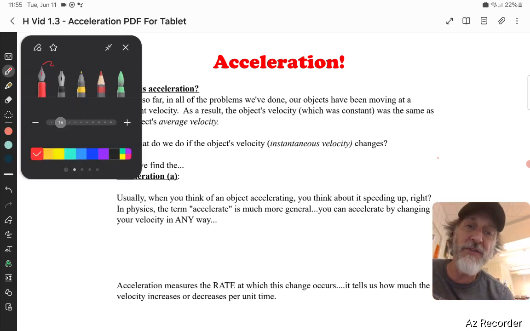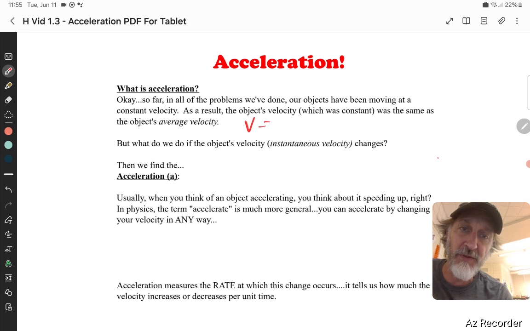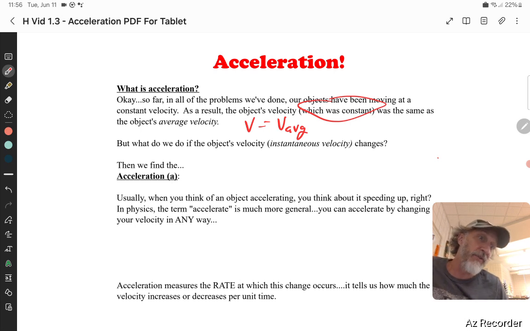And so what that means is the velocity was always the same as the average velocity if your velocity is constant, right? Like if you're always going 60 miles an hour, then your average velocity is going to be 60 miles an hour. But what do we do if the object's velocity changes?